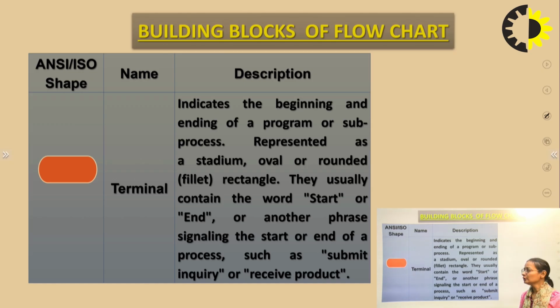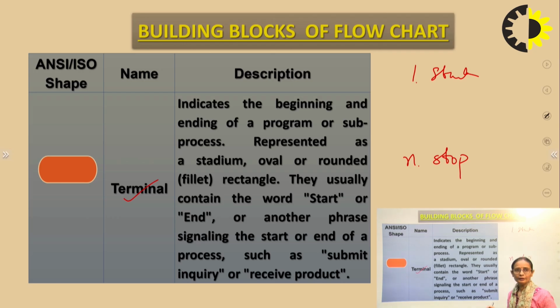Now this symbol is known as the terminal symbol. It indicates the beginning and ending of a program or a sub-process, represented as a stadium, oval or rounded rectangle. They usually contain the word start or end or stop, or another phrase signaling the start or end of a process, for example, submit inquiry or receive the product.